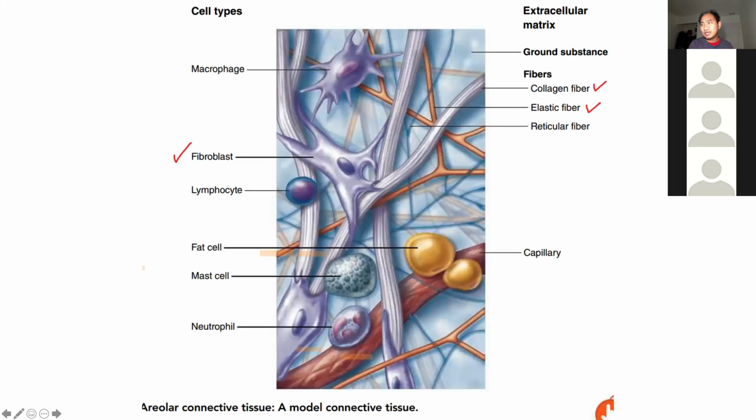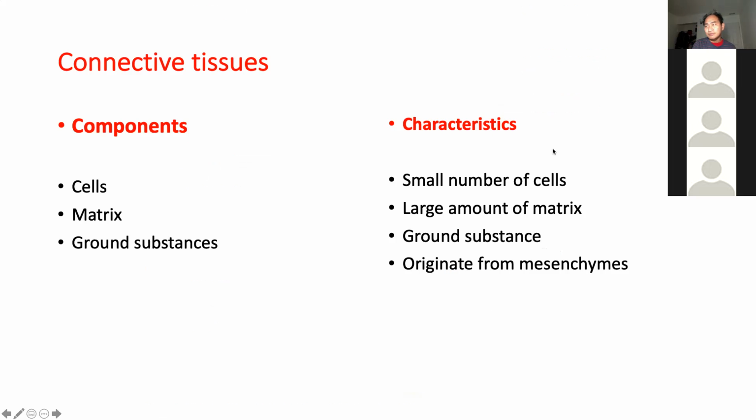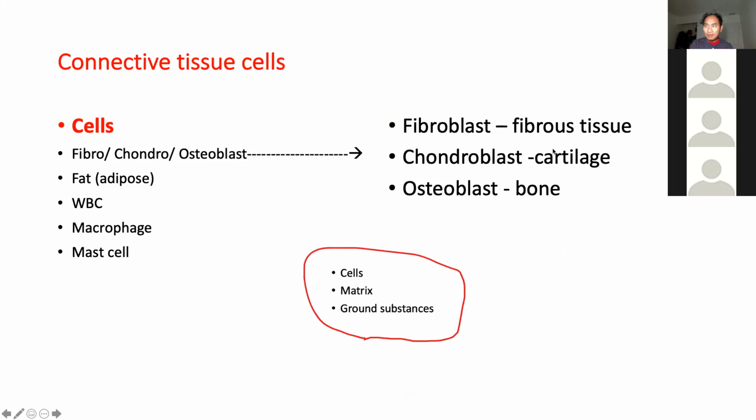In cell, there will be osteoblast plus many other cells. In the matrix, we have ground substance, collagen fiber, elastic fiber, reticular fiber. That's it. That's the full stop. So cell and matrix, as we say, like if we put fibroblast, we get fibrous tissue. If we put chondroblast, cartilage forming cell, we get cartilage tissue. If we put osteoblast, we get bone.